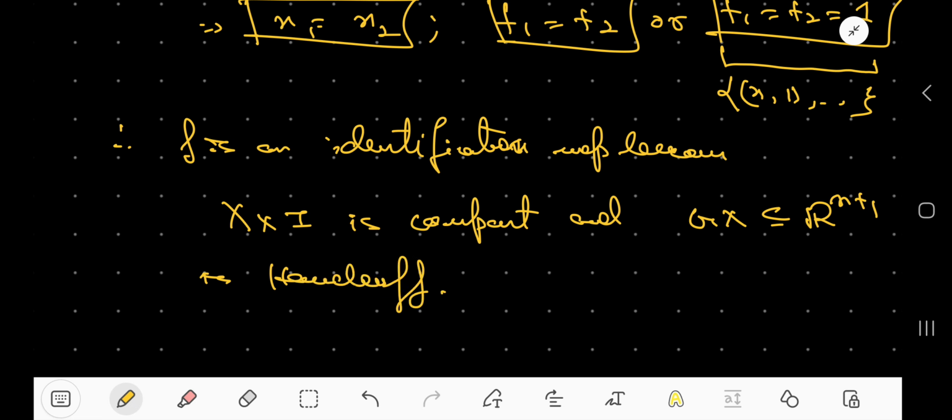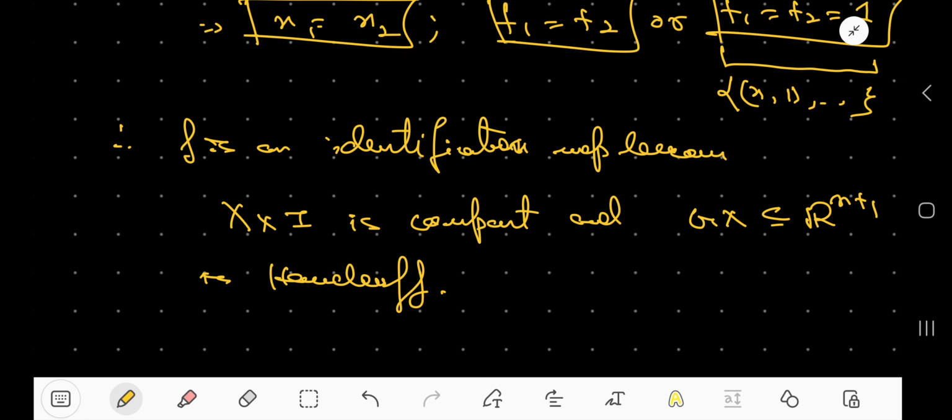So, using the corollary which we had discussed in the previous lecture, that if I have a surjective continuous map between a compact and a Hausdorff space, with the compact one being the domain and the Hausdorff one being the codomain, then we can talk about it being an identification map. I guess this part is clear.